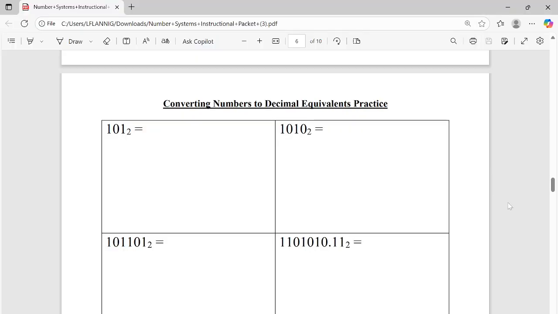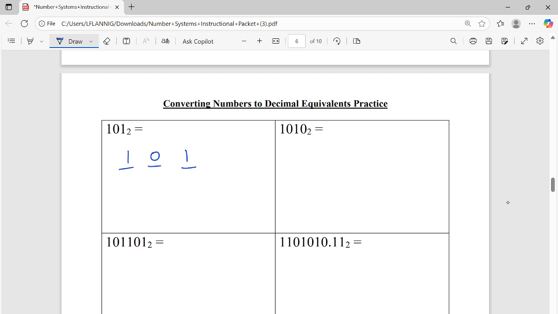Hi guys, this is a video to help you learn how to convert from any other number system to decimal system. So right now we have access to 101 base 2. In order to convert that to our number system, which is base 10, what you want to do is write out the entire binary number, so 101.